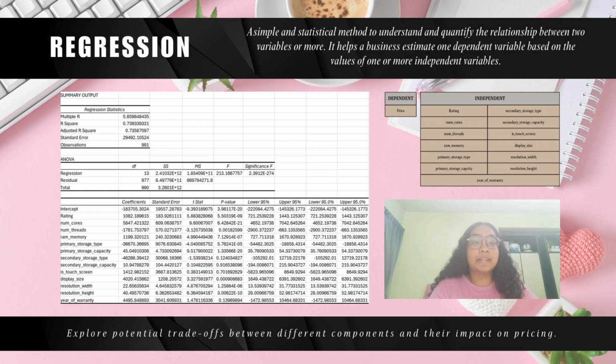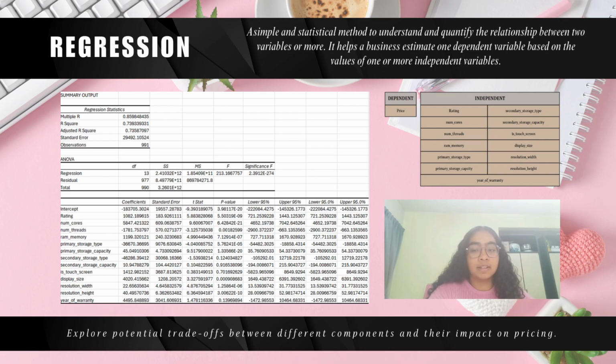Next, I will be presenting the objective of exploring potential trends between the different components and their impact on pricing. So, what is regression? Regression is used to predict the value of one variable, which is the dependent variable, based on the value of one or more other variables, the independent variables. It provides a model that describes the relations between the variables and can be used to make predictions.